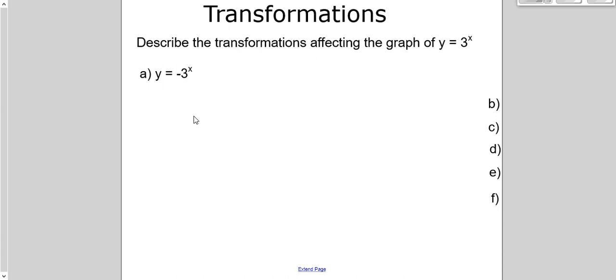Okay, let's talk about transformation. So we're going to look at the function y equals 3 to the x. Now, 3 itself is not a transformation. This is your base. So the 3 is not included when we talk about transformations. All right, so from here we do have a negative sign in front of our 3. That negative sign means that there is a reflection in the x-axis.